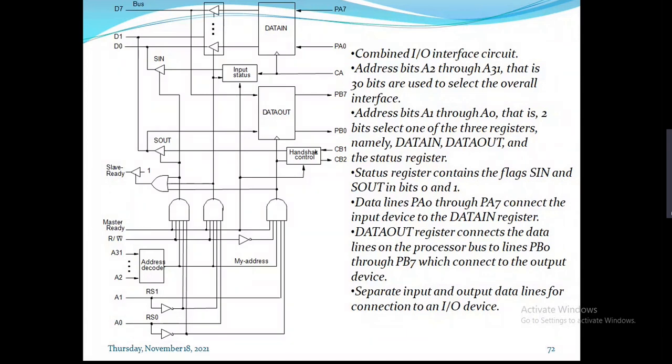It is the circuit diagram for combined input and output. Okay, normally they will not ask for that circuit diagram. They will ask for the input device IO interface circuit, and also for the output device IO interface circuit. So the combined one you need to learn.